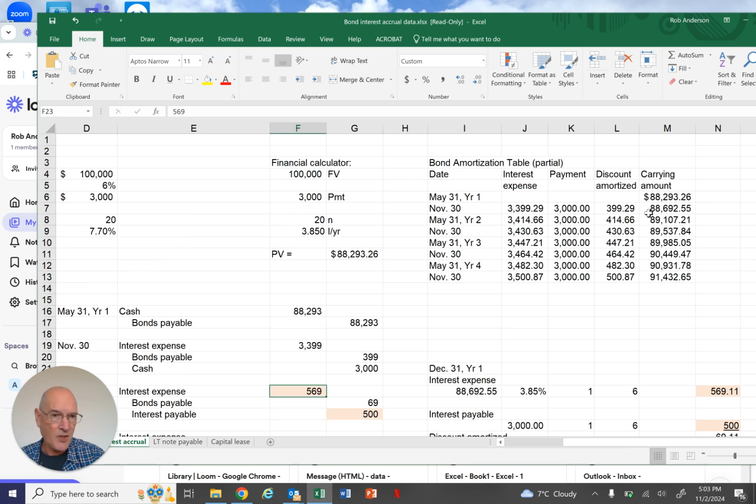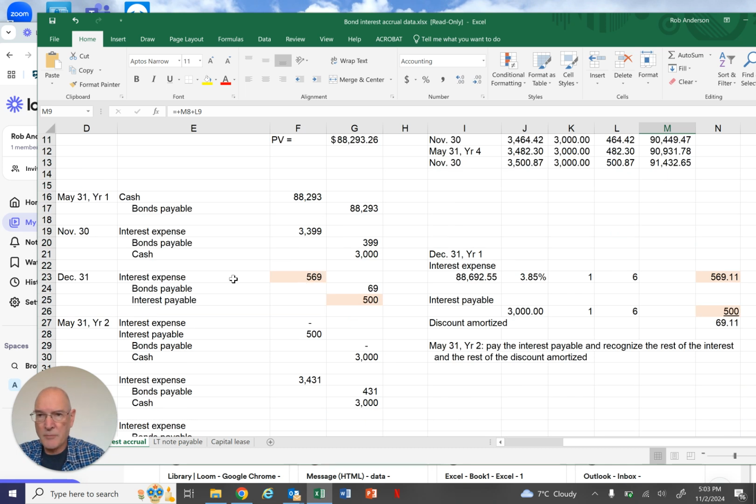And that's because, as you can see, as the bond gets bigger and bigger and bigger, moving towards $100,000, the carrying value times the 3.85% interest rate is going to be a larger number. So every December 31, this number will be different, this number will be different, but your interest payable is a constant at $500 because you pay $3,000 every 6 months. 1/6 of that remains $500. So this will always be $500. So we've done our December 31 interest accrual.